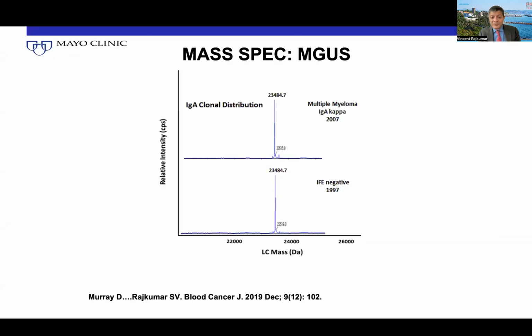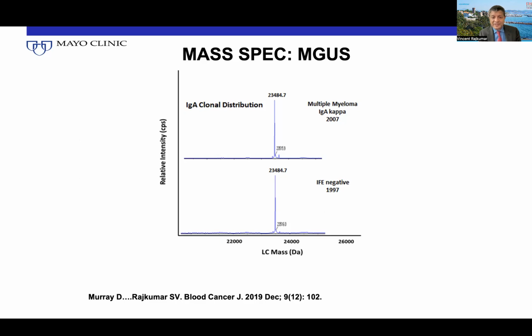Nowadays, to detect monoclonal proteins in many labs, we are using mass spectrometry. With mass spectrometry, you can identify the monoclonal protein very precisely. As you can see here, this is an IgA monoclonal protein with a precise molecular weight. It sticks out very clean. In fact, it's very sensitive.